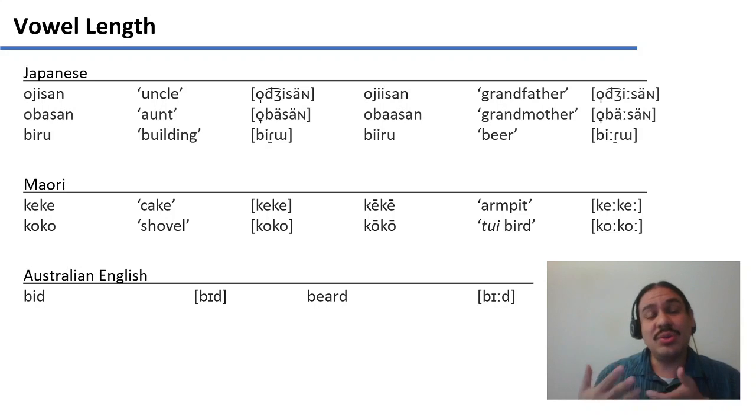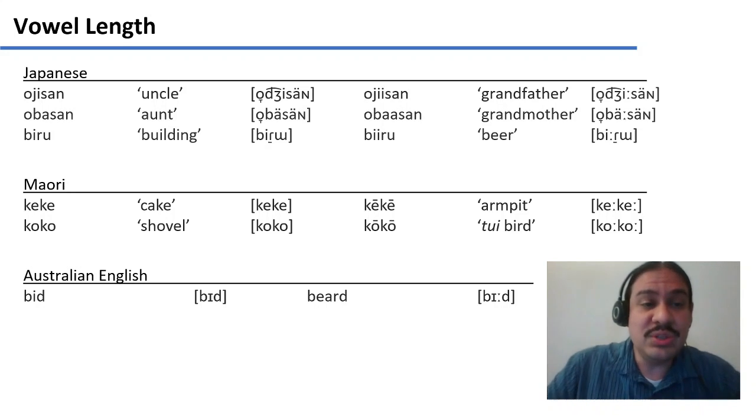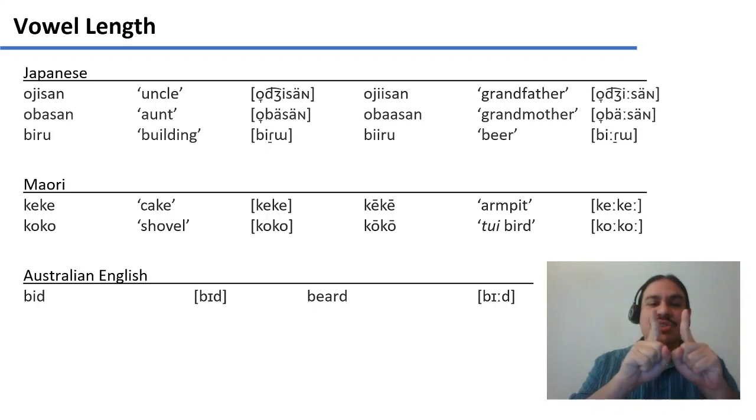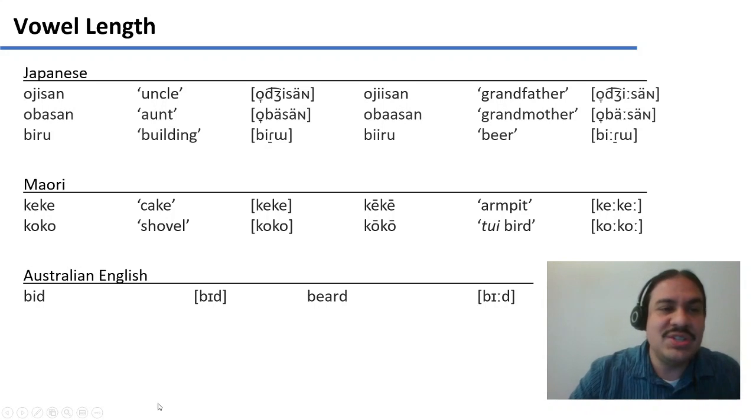There's another distinction called vowel length that some languages use, which lets you distinguish between words by having a shorter or longer vowel. In Japanese, for example, beer and building have this difference. The first word is biru with a short vowel, and the second one is biru with a long vowel.